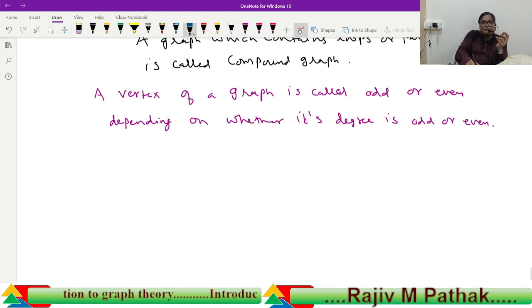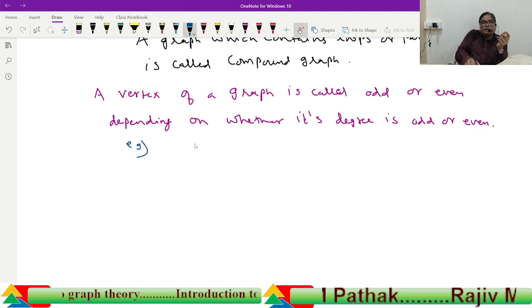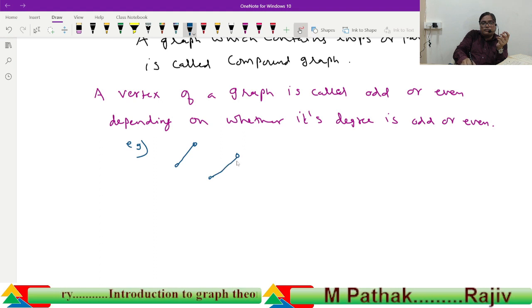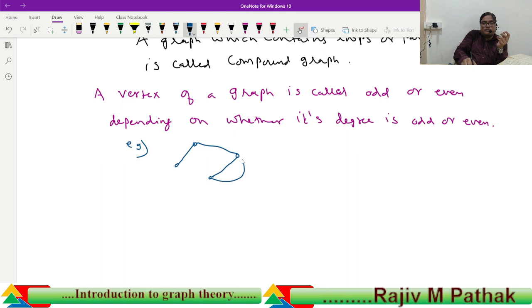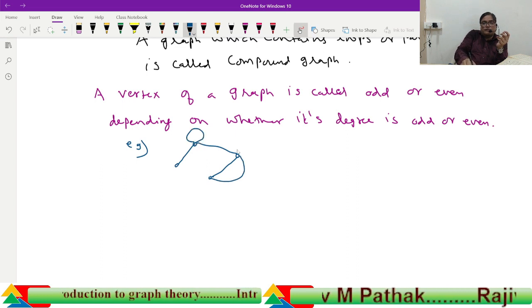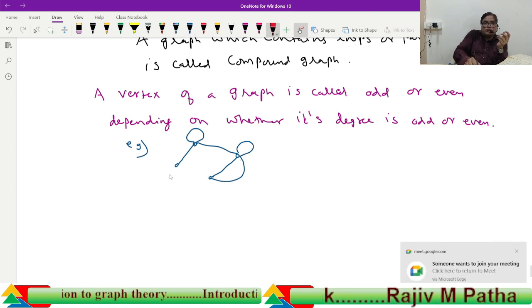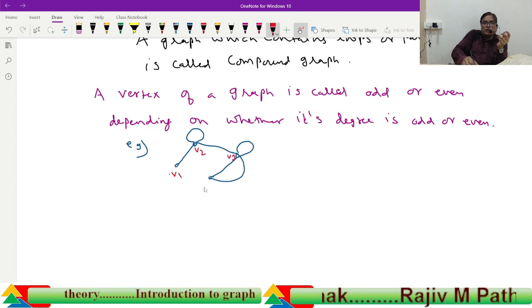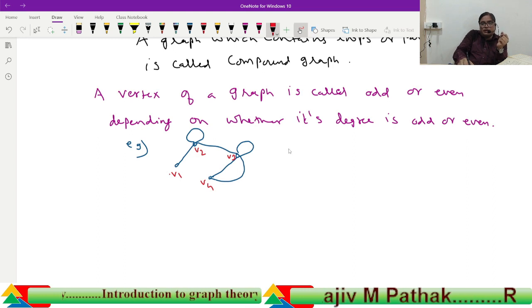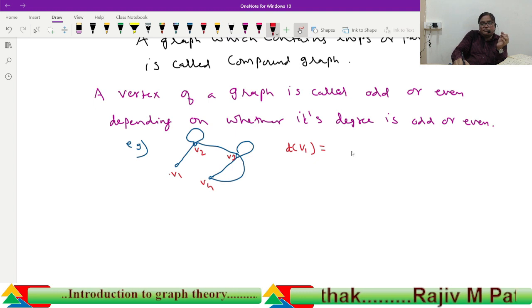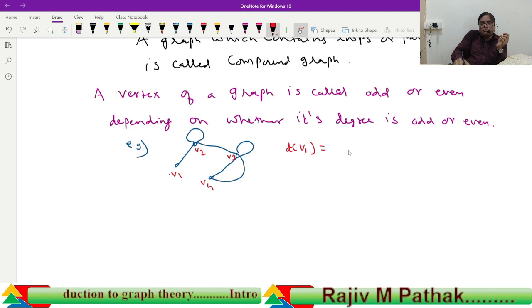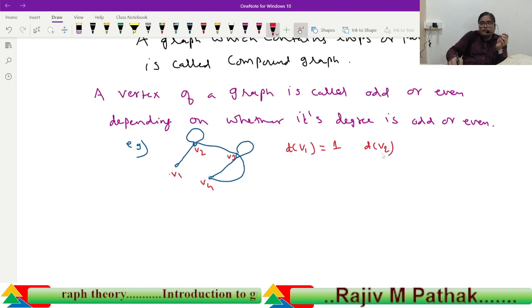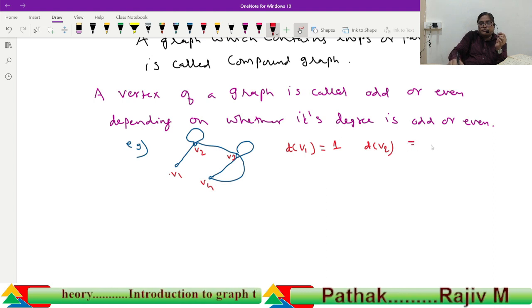So let's see an example. Suppose let us take a graph with four vertices. So these are the four vertices. This is V1, this is V2, this is V3, this is V4. So let's compute the degrees. Now students, please tell me, what is the degree of V1? How many edges are incident with V1? 1. Very good. What is the degree of V2? 4. Yes, 1, 2 and 2 for the loop.